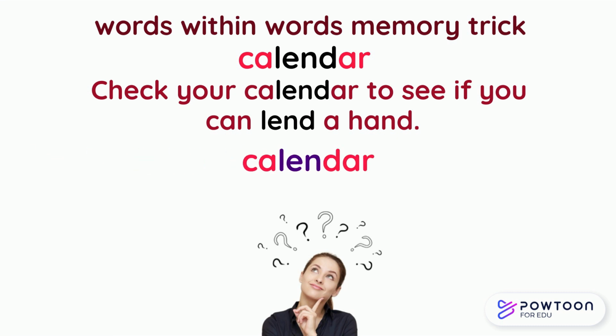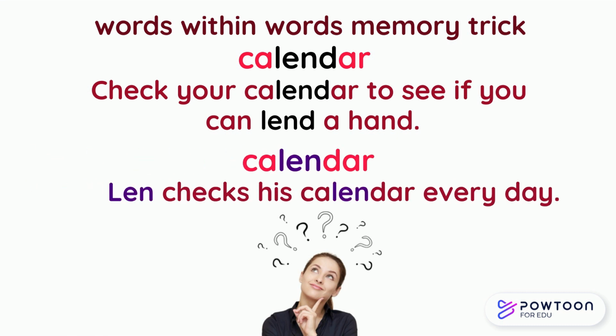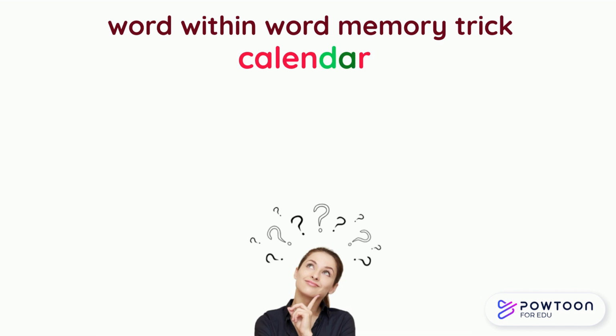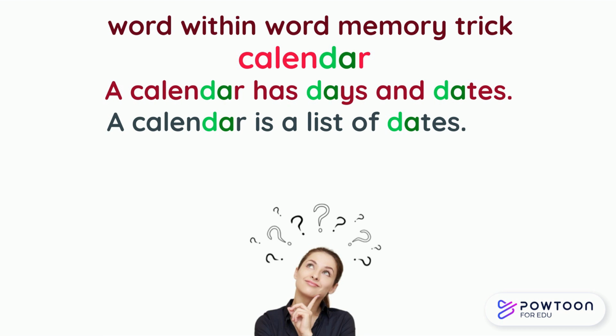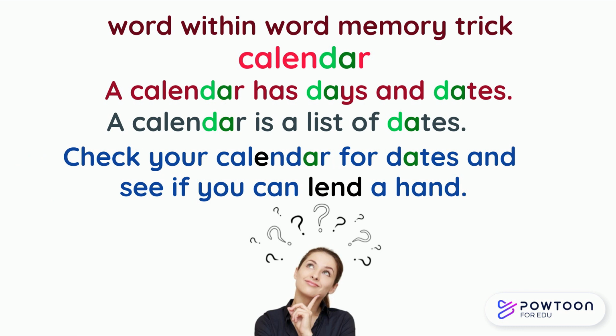And we've also got a name Len in there. Len checks his calendar every day. To remember the tricky end DA, think of dates or days. A calendar has days and dates. A calendar is a list of dates. So if you could just remember that DA is days and dates, that ending, which is always tricky to remember. So check your calendar for dates and see if you can lend a hand.